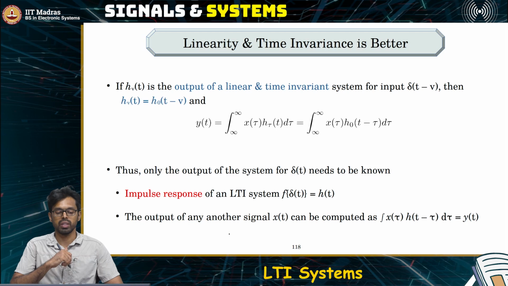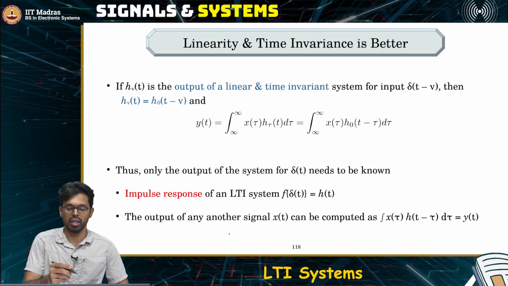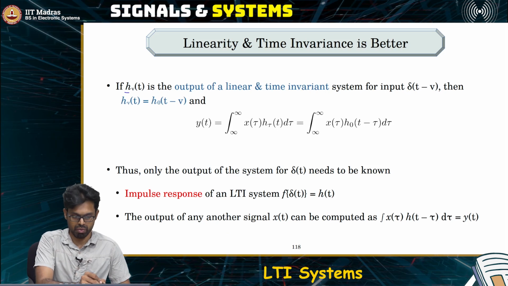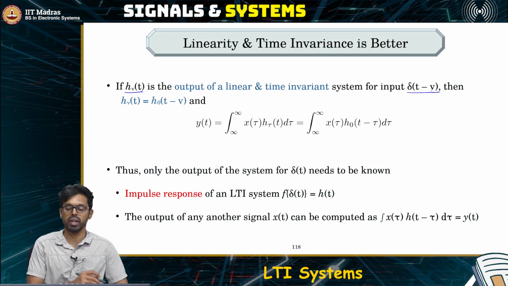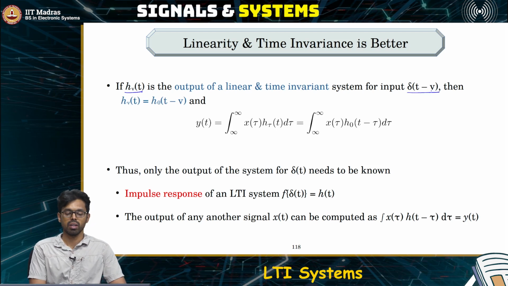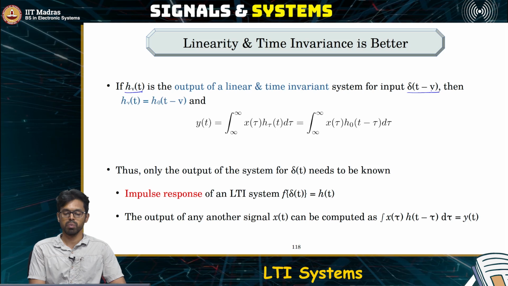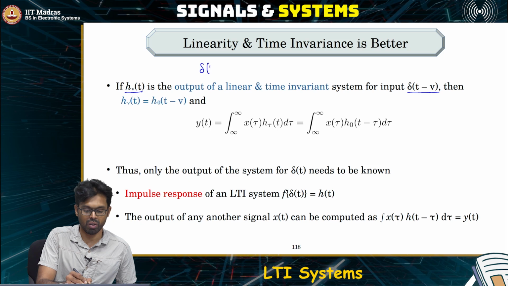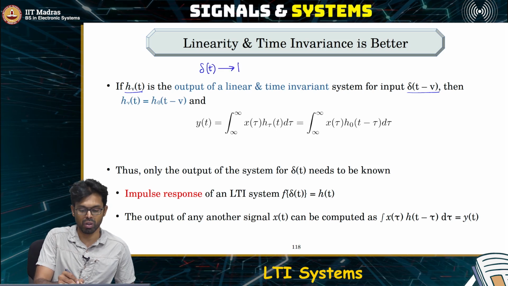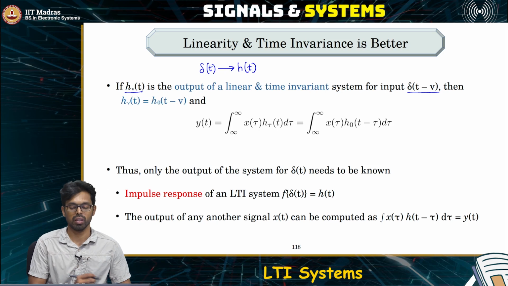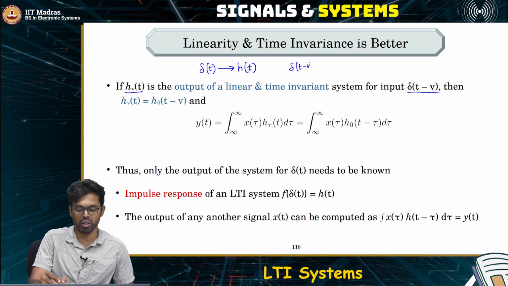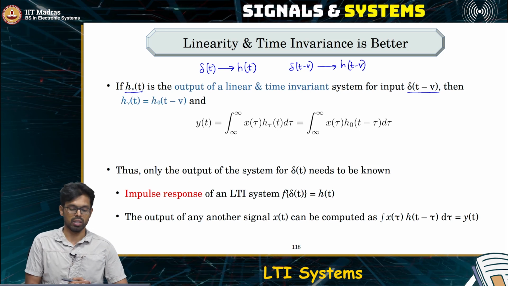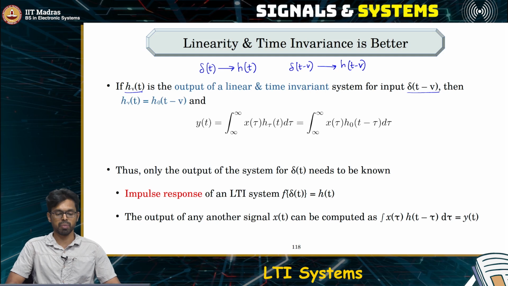Okay, so the time invariance tells us that if the output of a system is h_v of t for input delta of t minus v, then the shifted version of the input will also produce a shifted version of the output. In other words, if delta of t produces an output of h of t, then delta of t minus v would produce an output of h of t minus v. This is exactly the property of time invariance.